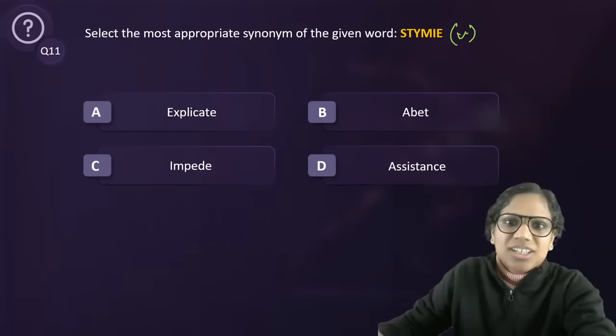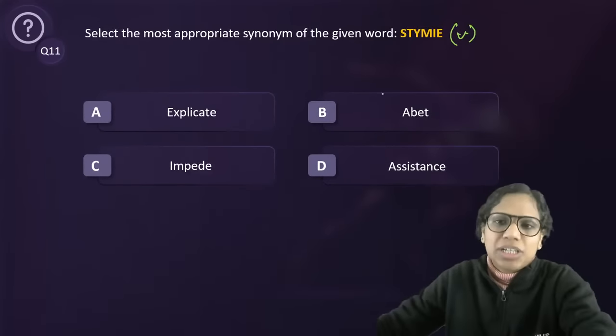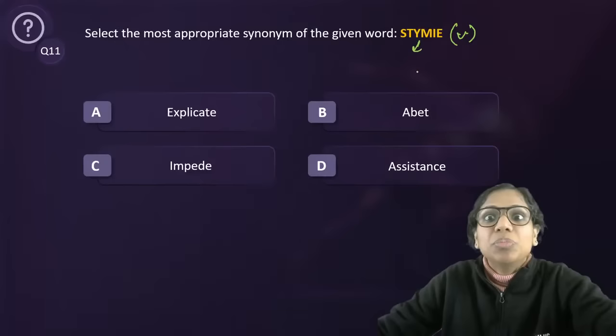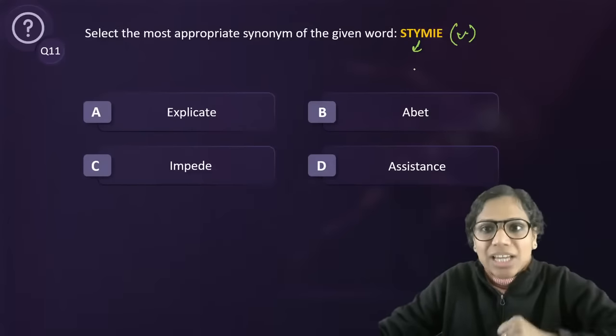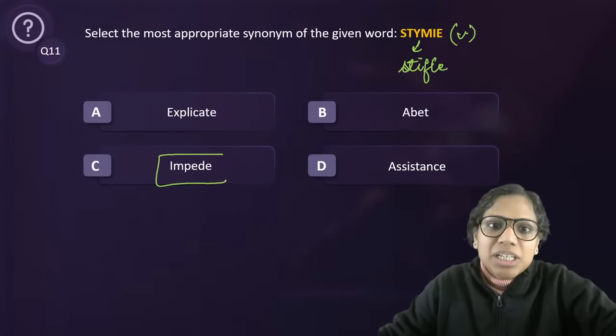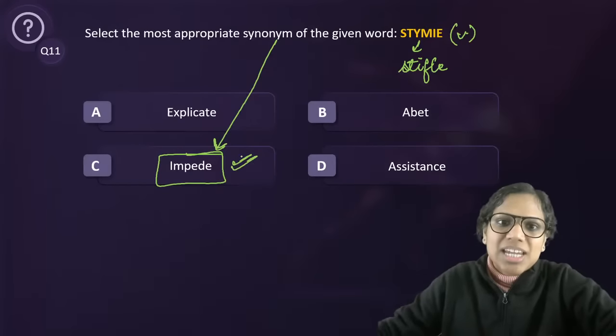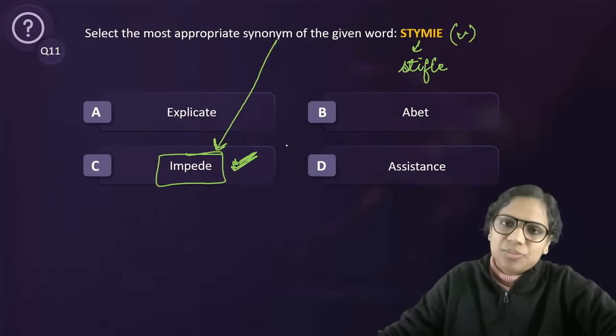Okay, so to stymie something, I have to give a synonym. To stymie something, someone's development, let's say, is to suppress it, to impede it, to hinder it, to stifle it. Stifle is a synonym, right? So impede is a synonym here. Impede, inhibit, stifle, suppress, hinder.